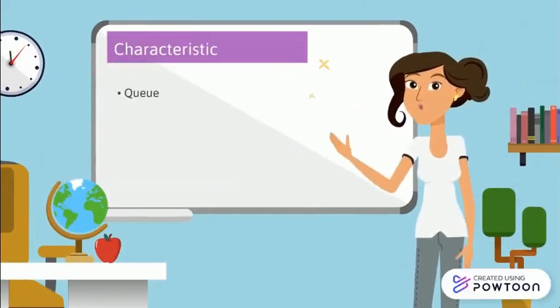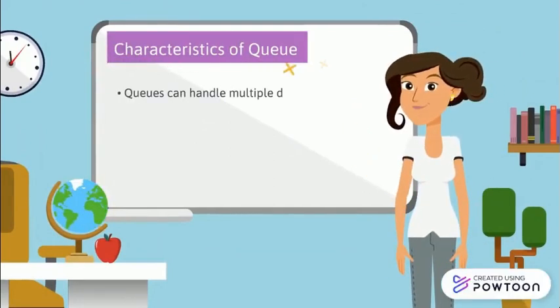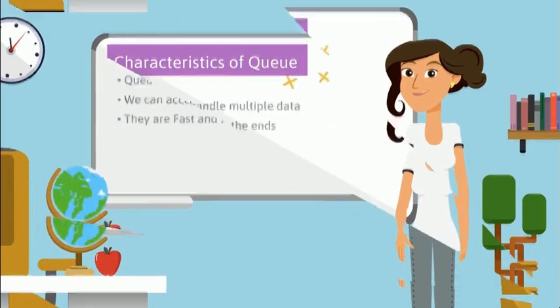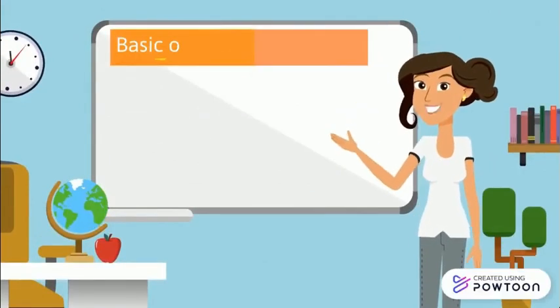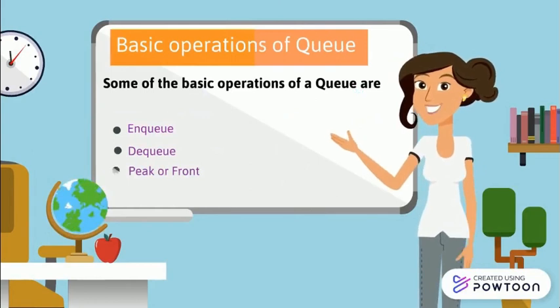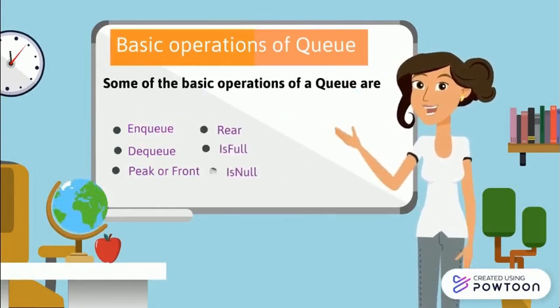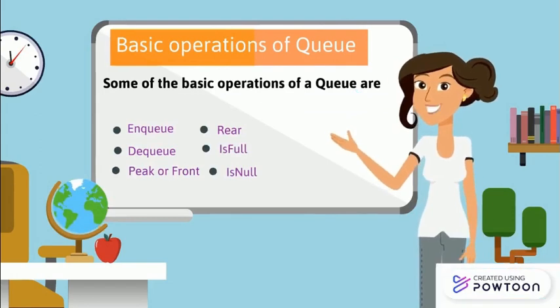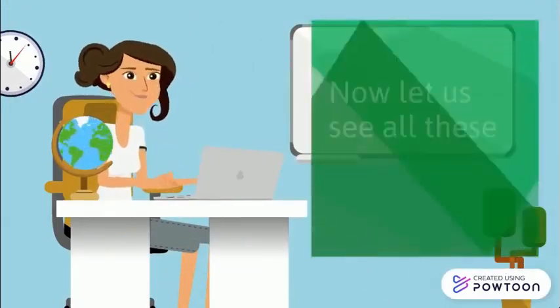So now we can see the characteristics of a queue. A queue can handle multiple data. Here we can access both the ends and they are also fast and flexible. So now let us see the basic operations of queue. Some of the basic operations of queue are enqueue, dequeue, peek or front, rear, is full and is null. We can see these operations in detail in the coming lecture.